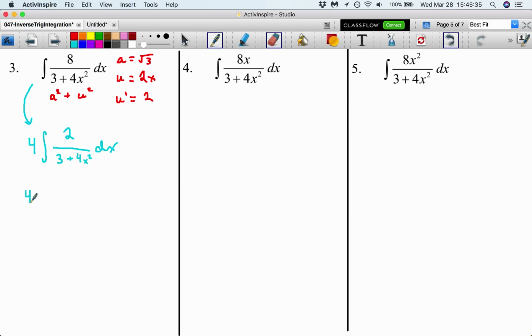So now we have 4 times what? You should be able to do this. If you haven't paused the video and try this out, please take a second. 3, 2, 1. All right, so we're going to have 1 over the square root of 3. Yes, that is okay. You don't have to rationalize that. Arctan of 2x over root 3 plus c. And again, just in case you get freaked out and say like, oh man, my answer is not in the back. 4 times 1 over root 3 is 4 over root 3. This is an acceptable final answer as well.